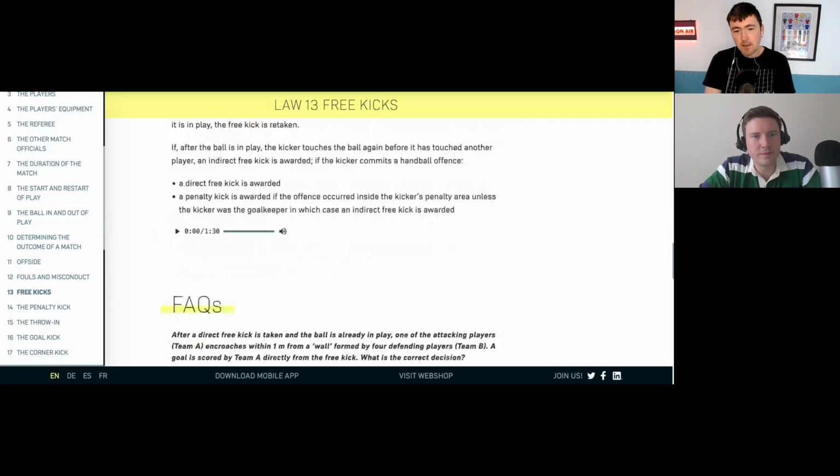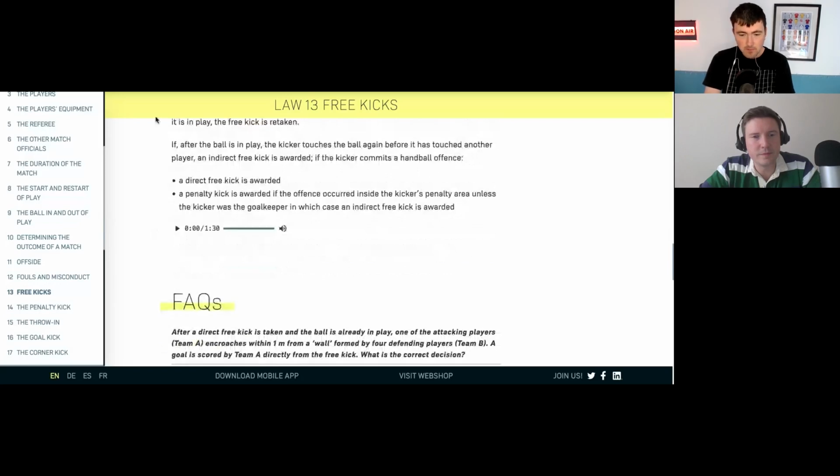If the player takes the free kick twice, so if a player kicks the ball again after it's already been kicked, that's an indirect free kick to the opposing team. And if the kicker commits a handball offence, which is unlikely, then a direct free kick is awarded, or a penalty if it's inside the penalty area. You flick the ball up onto your own hand on purpose. Yes. And punch it, then that'd be a penalty.